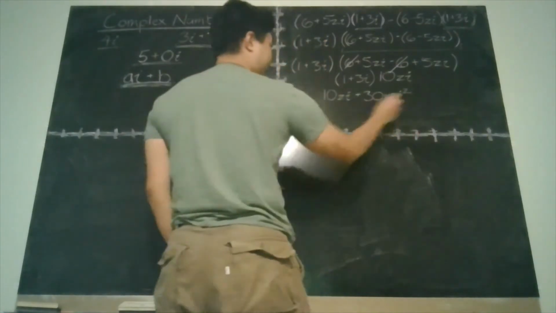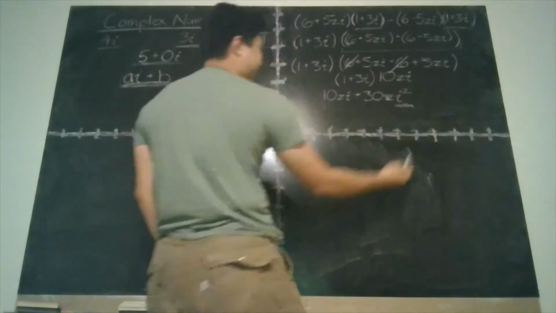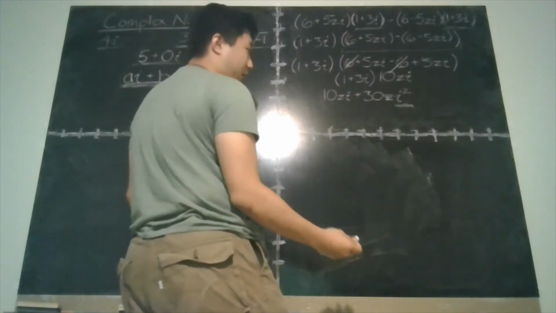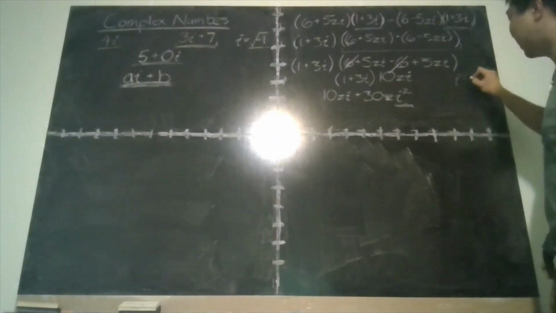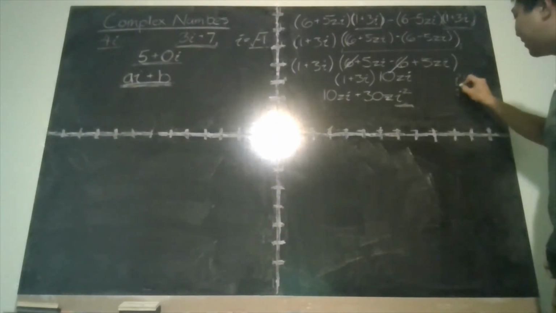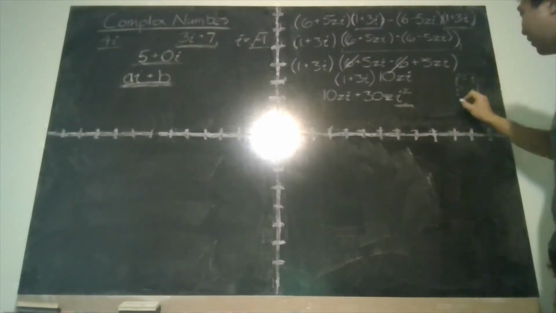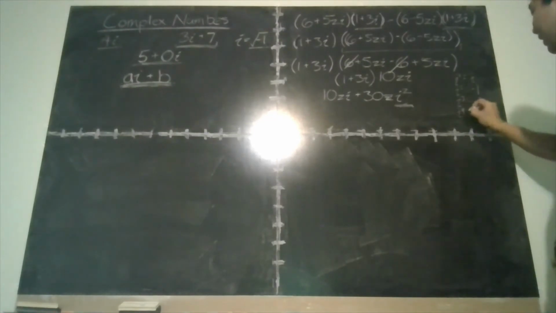And then remember, i has a square. What do we do when i is to another power? We recall the 4 i powers. i to the 1 is equal to i, i to the 2 is equal to -1, i to the 3 is equal to -i, and i to the 4 is equal to 1.